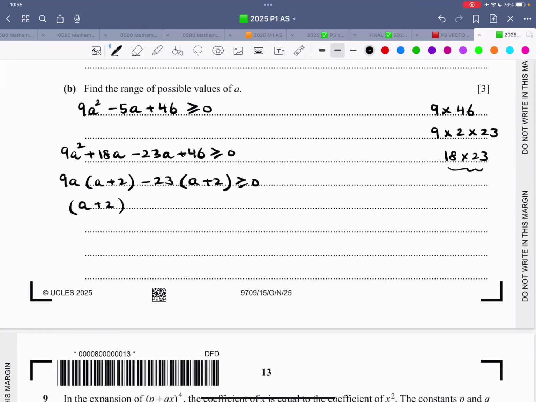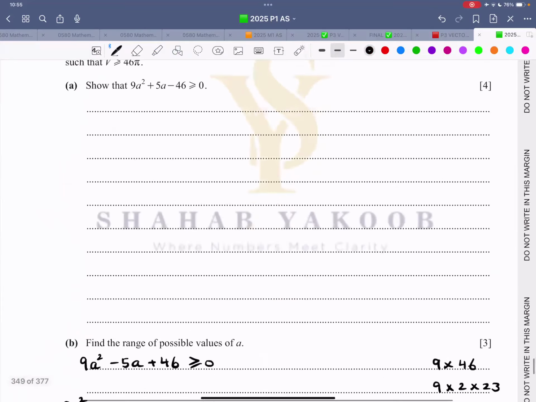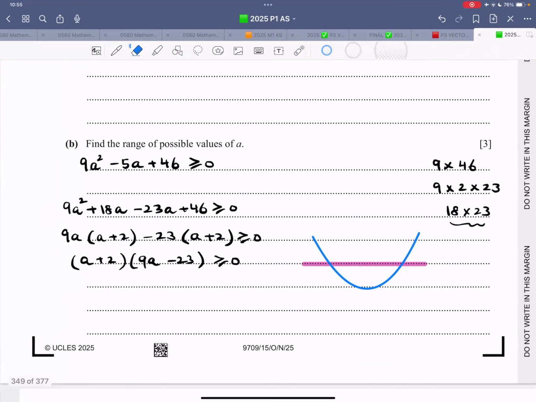That is a plus 2.9a minus 23 is greater than or equal to 0. So now what you need is a small number line. You need a small sketch over here, and you need to mark the roots. So this is negative 2. So this is minus 23 plus 18. Let me double check. Oh, my bad. That is plus 5a minus 46. That's happened when you are copying it in a hurry and then looking at the comment and all these things.